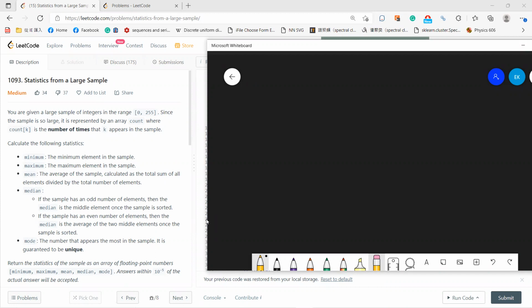So let's solve this problem, 1093, statistics from a large sample. You are given a large sample of integers in the range 0 to 255. Since the sample is so huge, it is represented by a count array, where count[k] is the number of times k appears in the sample. You need to return the minimum, maximum, mean, median, and mode of the sample, as an array in that order.